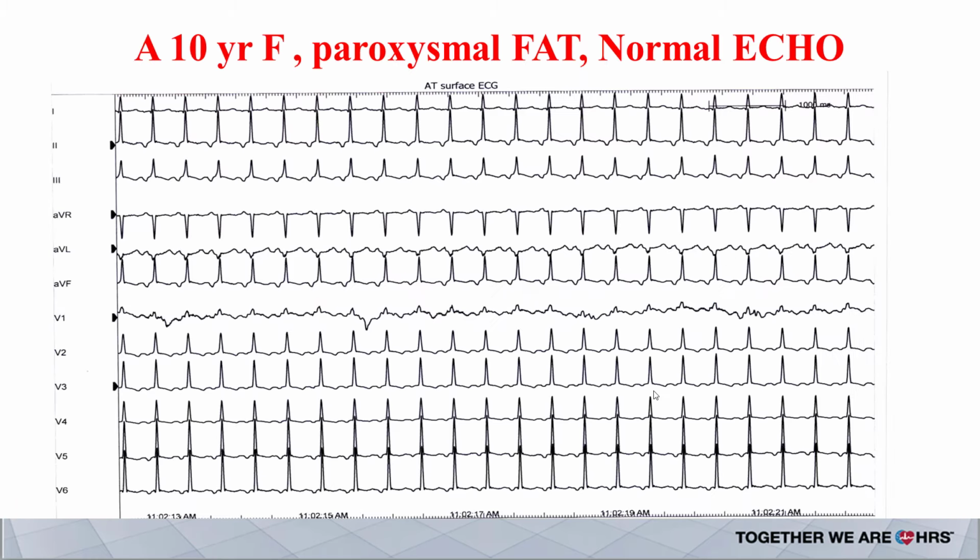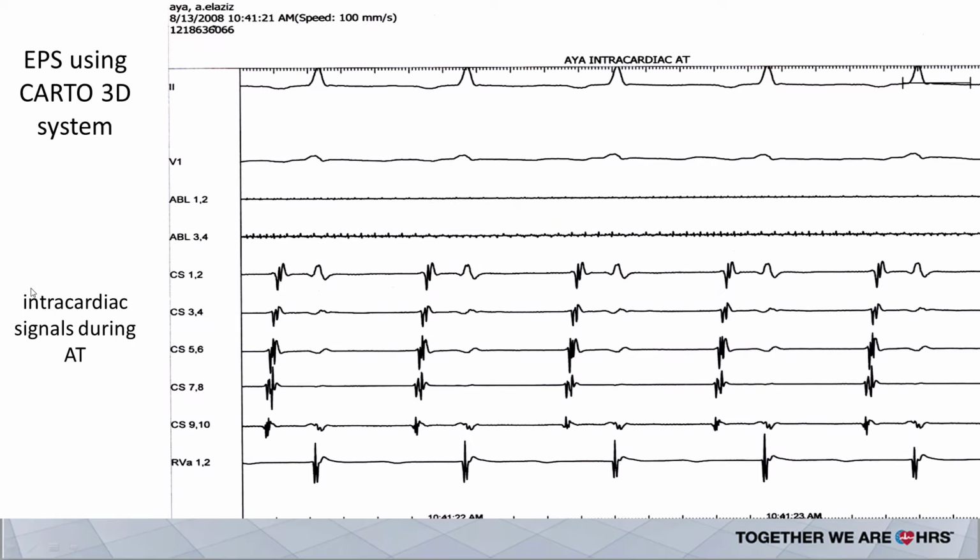This second case is an interesting one, a 10-year-old female patient with paroxysmal atrial tachycardia and normal echocardiography. And here, this is the 12-lead ECG. Looking at V1, actually, it was not completely positive, not completely negative. It was positive then negative. But the inferior leads were all negative, 2, 3, and aVF. We diagnosed her as possibly from the CS ostium.